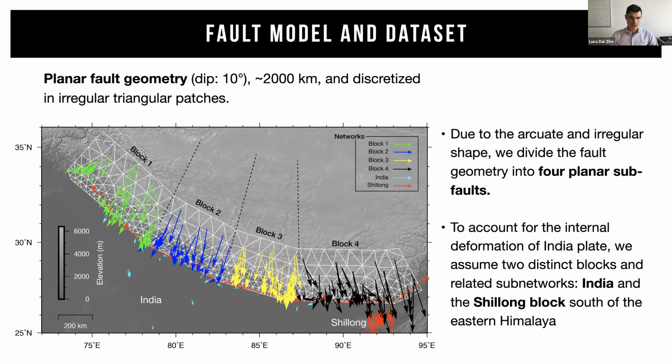The different colors here highlight that the model has been divided into different blocks. So with these different blocks in this color, you can see along the strike the different portions of the fault. And then with this light blue, you can see the GPS stations within the India plate.